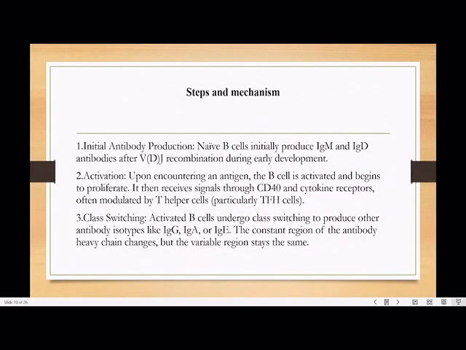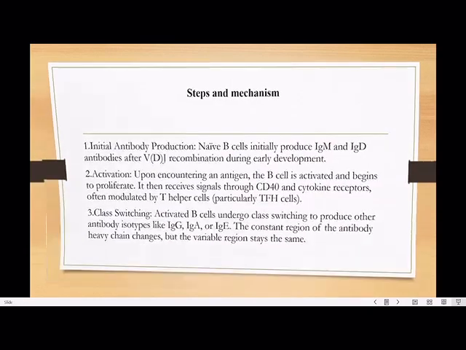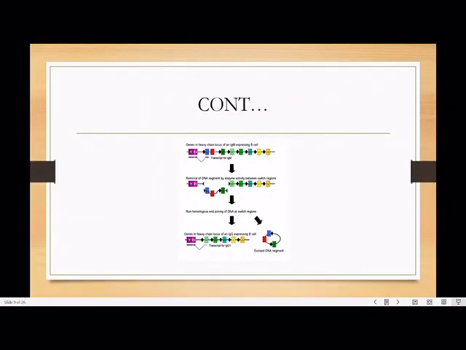Before I go further, first of all, let me talk about this isotype classification. We have the variable region, which is the VDJ, in the DNA, and we have the mu which expresses the IgM, and we have the delta which expresses the IgD. We have gamma 3, gamma 1, and gamma 2b. We have also the epsilon and alpha.